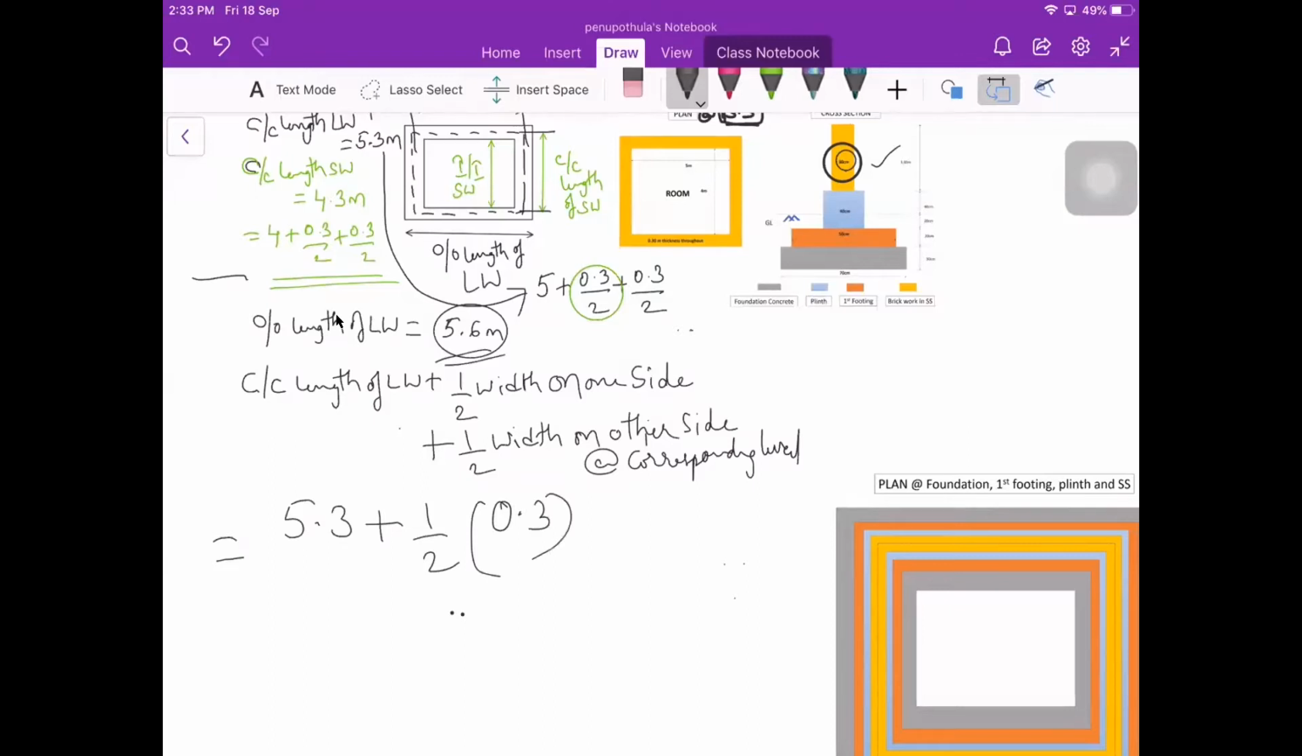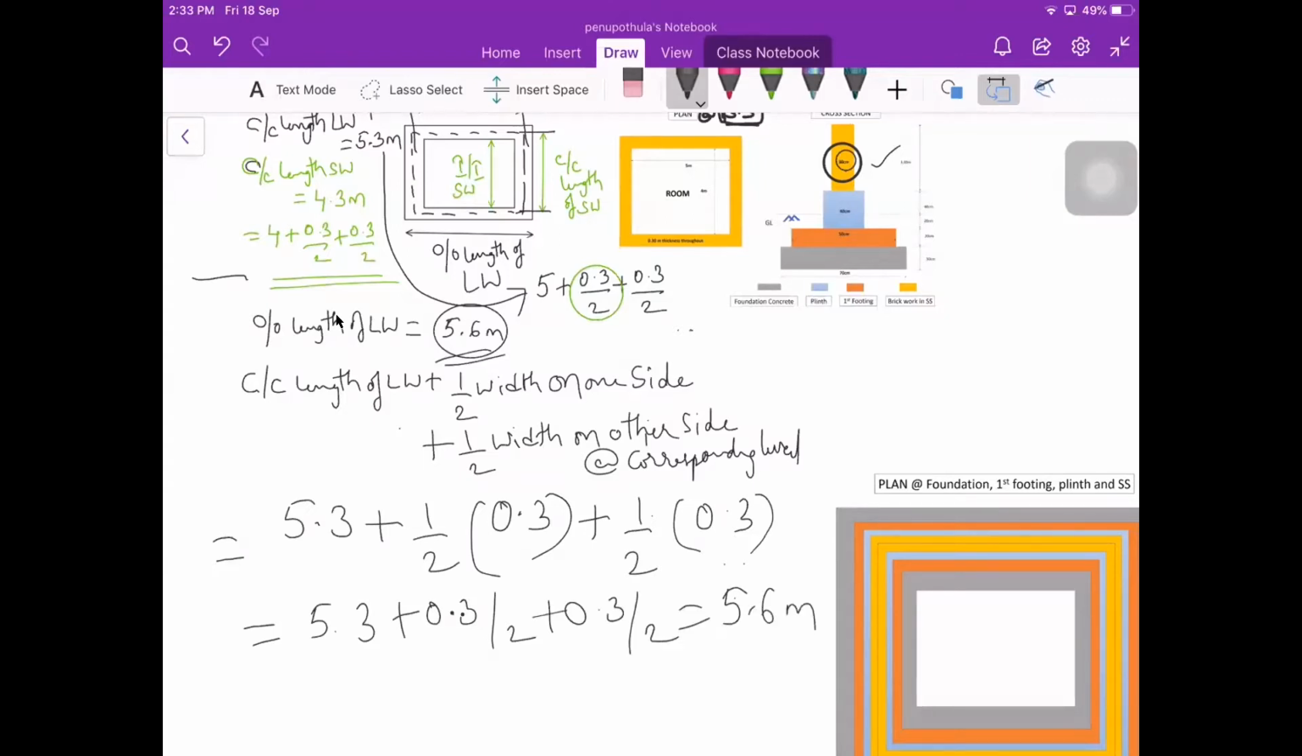So 0.3, width of the wall on one side. One side of the wall is 5.3, plus 0.3 by 2 for one side, plus half width on the other side at corresponding level. The other side is also 30 centimeters because throughout the building it is 30 centimeters. So 5.3 plus 0.3 by 2 plus 0.3 by 2. Total it is 5.6 meters. So this is how we got it. Is there anyone who has a doubt up to this point? How we calculated the center out to out length of long wall? I think everyone is clear.